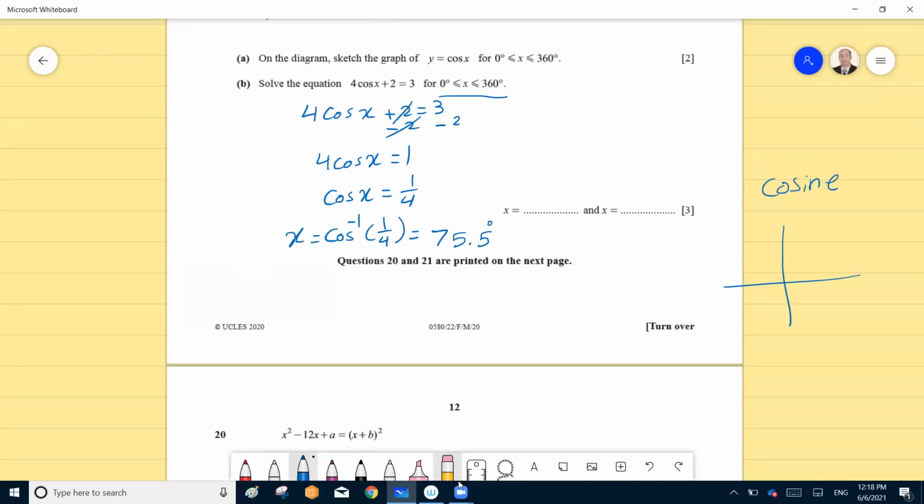Cosine, as you know, is positive in the first and fourth quadrants. So one of the values of x is 75.5, okay? And for the other one, in the fourth quadrant, you write 360 minus 75.5, and you will get 284.5. This is the answer.